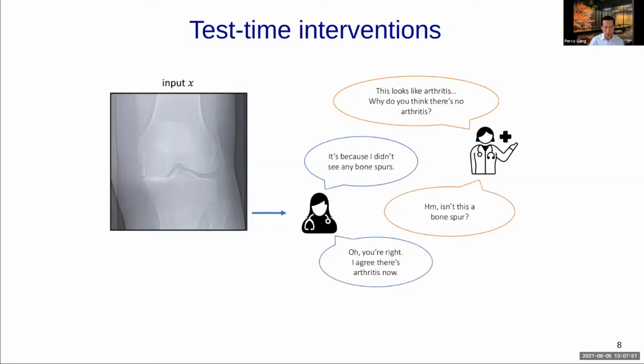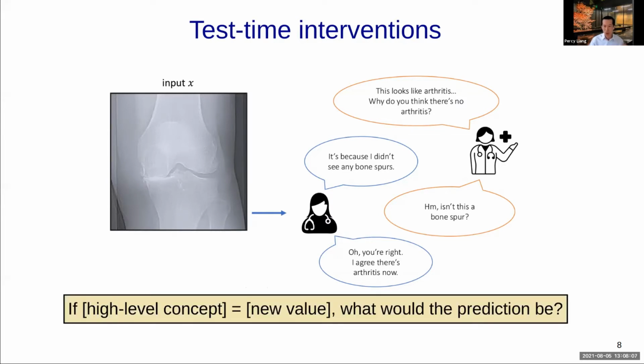And ideally, the doctor would be able to have a dialogue and say, well, isn't that a bone spur over here? And then the human would say, oh, okay, you're right. Maybe I can update my beliefs and try to make a better prediction. So what we have done here is a sort of test time intervention. We said, if this high-level concept equals a new value, what would the prediction be? The nice thing about humans is we have the ability to use language to access these high-level concepts, whereas with an end-to-end deep network, all you have is the input, a bunch of layers in between, and the output, but there's not really a hook into the model.